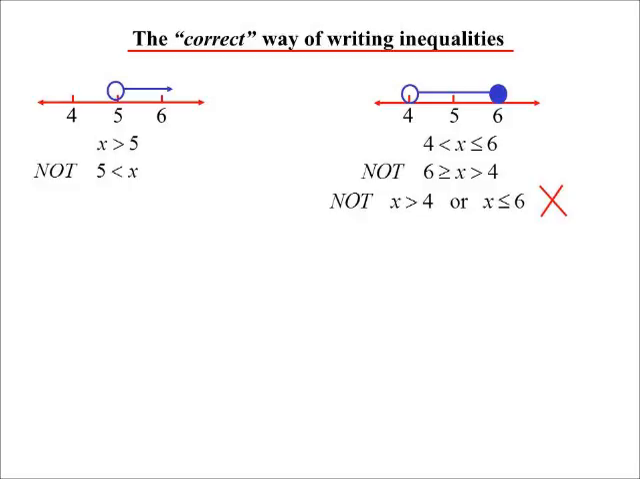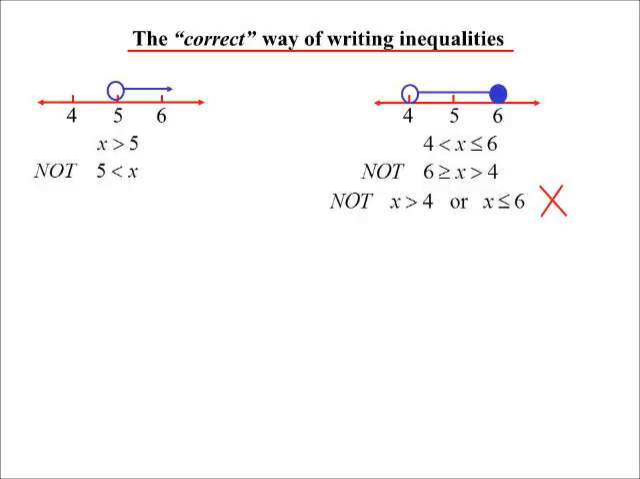Why? That's it. It's that one word right there. The word or. X is greater than 4 or x is less than or equal to 6. Okay, I'll make it 1,000. That satisfies that. Because you're saying it's one or the other. No, it's not one or the other. It's both.